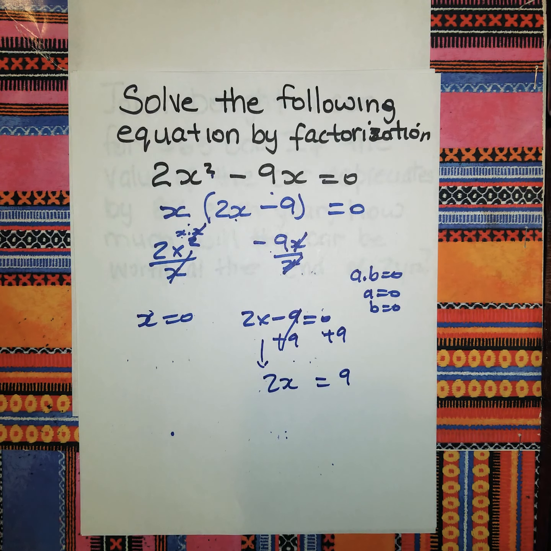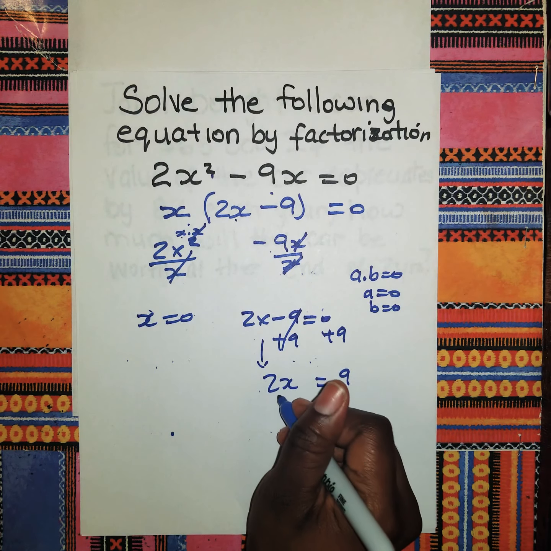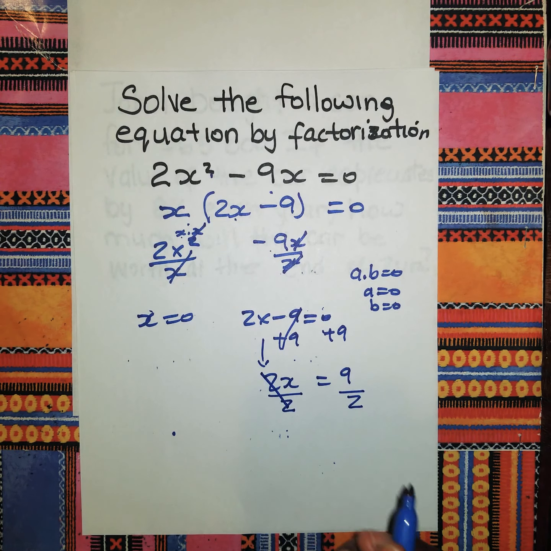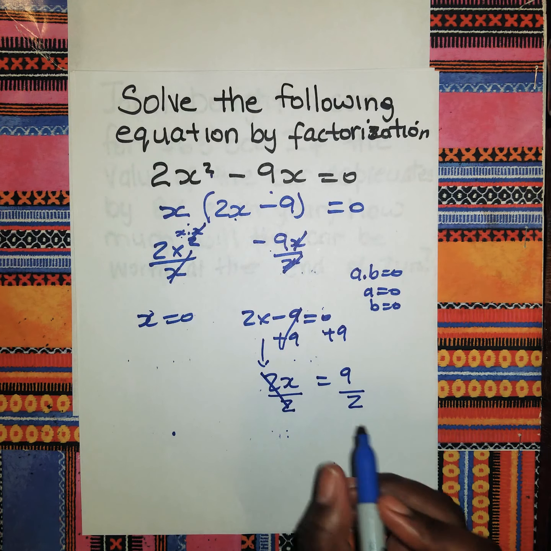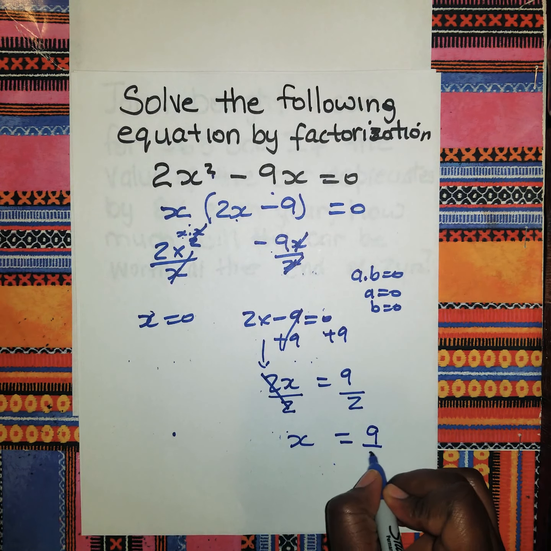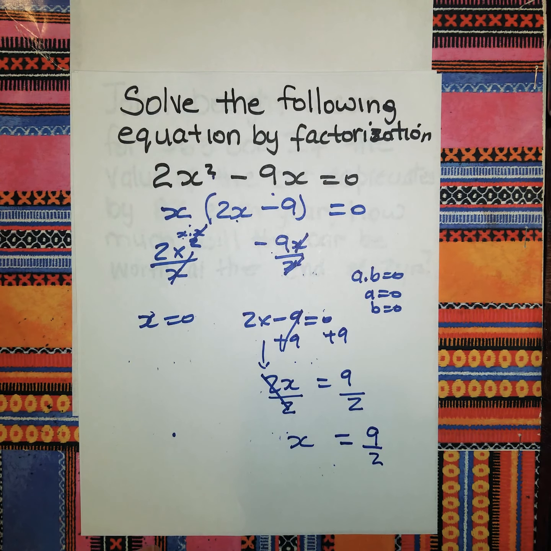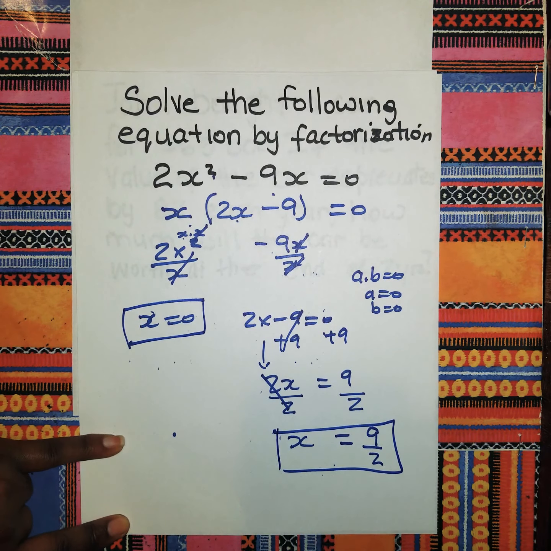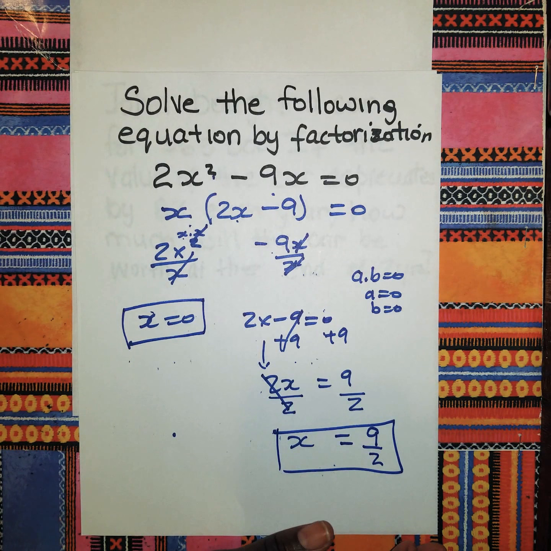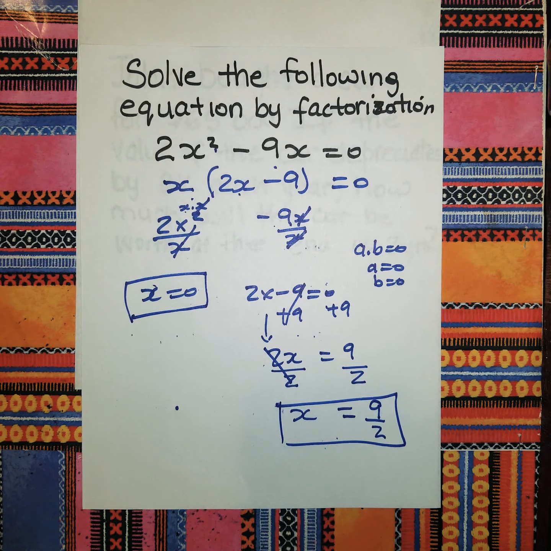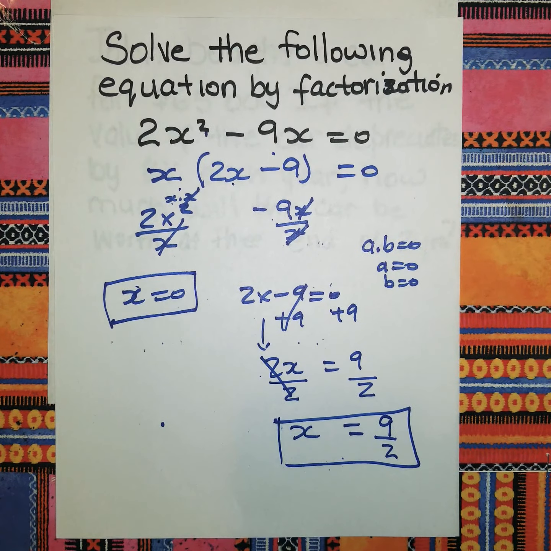Here, we need to find the value of x. It's multiplying by 2, so we divide by 2 on both sides to carry out the opposite operation, hence balancing the equation. So x is equal to 9 over 2. So we have two values of x. x is equal to 0 and x is equal to 9 over 2. And that's how you solve an equation that looks like this one. And I hope it's clear so far.